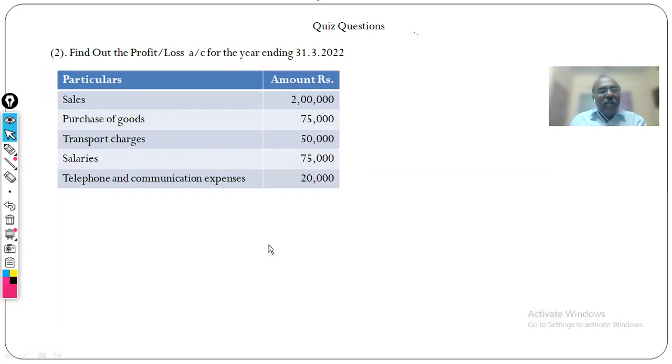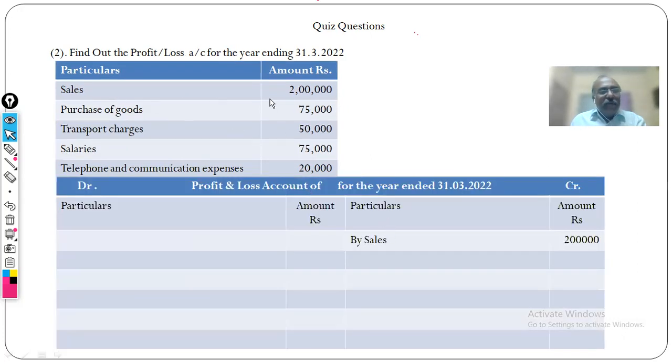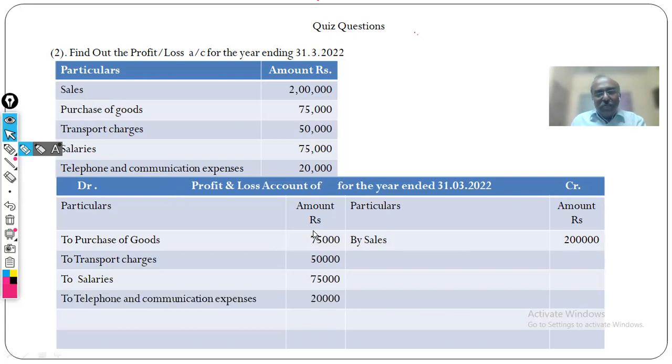And now for the second question, again some information is given. Sales 2 lakh, purchase of goods 75,000, transport charges 50,000, salary 75,000, telephone charges 20,000. So again we need to have two sides. Since the first item is sales, 2 lakh rupees, that is income, so we need to take it on the income side. Then we have purchase of goods, that is an expense, so we take it to the expenses side because we spent for purchases. Then transport charges 50,000 rupees, that is also an amount spent. Then salaries 75,000, that is also an expense. Then telephone charges are again an expense, 20,000 rupees.